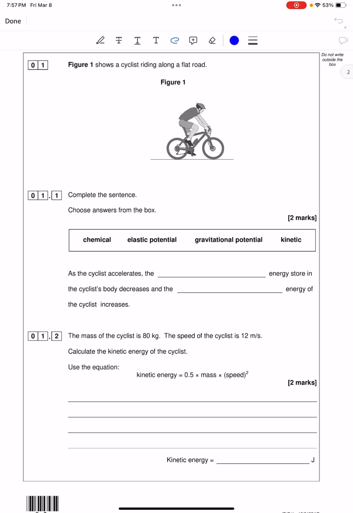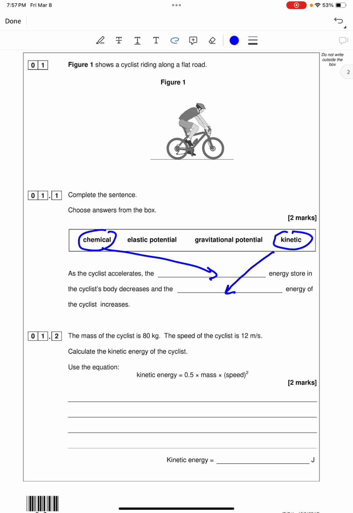Anyway. So the cyclist, as the cyclist accelerates, the chemical energy stored in his body is the one that's going to be decreasing. And the kinetic energy of the cyclist is increasing. That's an easy one, right?